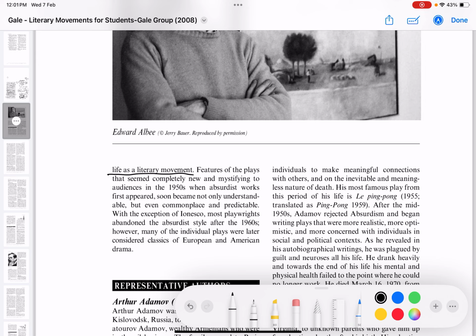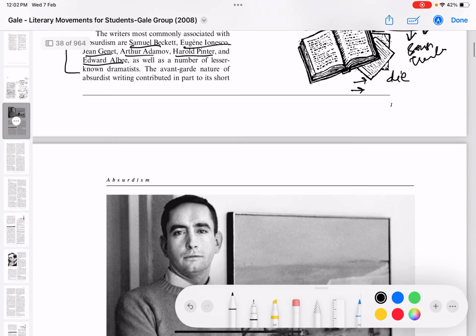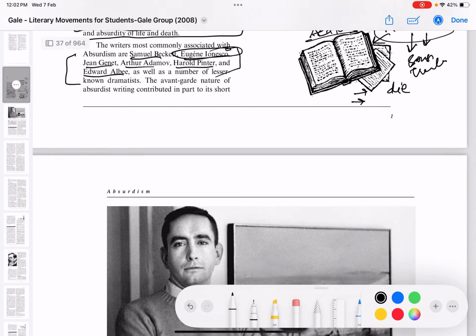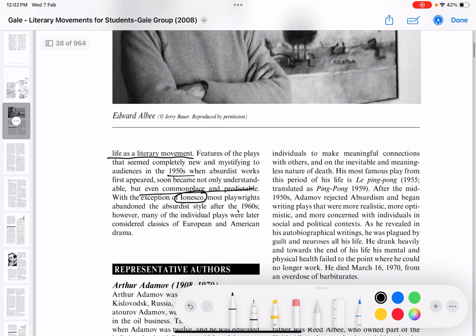So this movement gained a lot of prominence during the 1950s. Okay, with the exception of Eugene Ionesco, most playwrights abandoned the absurdist style after the 1960s. Okay, so it was in vogue in the 1950s and 1960s, and after the 1960s all these dramatists that I have just mentioned actually stopped writing these themes, except this man Eugene Ionesco. Most of the plays written by Eugene Ionesco were of this genre only.